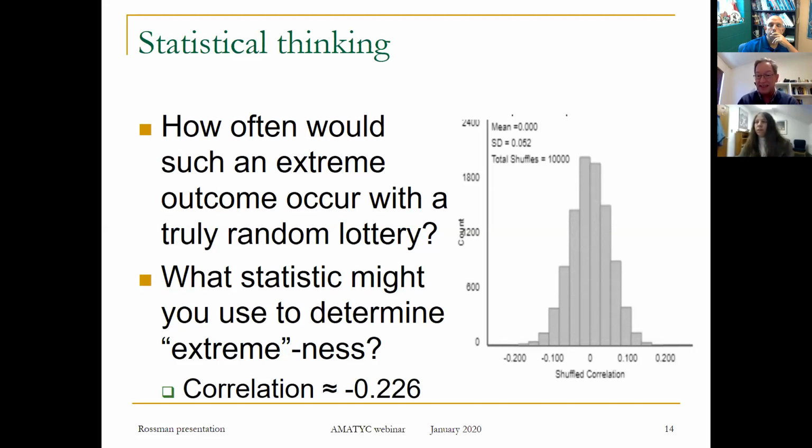What are you supposed to see there? You might see sort of a bell-shaped curve. You might see it centered at zero. What we really care about here is the question, how extreme is negative 0.226? And the answer is it's way, way out there. In these 10,000 repetitions, we never got a correlation as far from zero as negative 0.226. So we actually have very strong evidence that the 1970 draft lottery was not a truly fair random lottery.